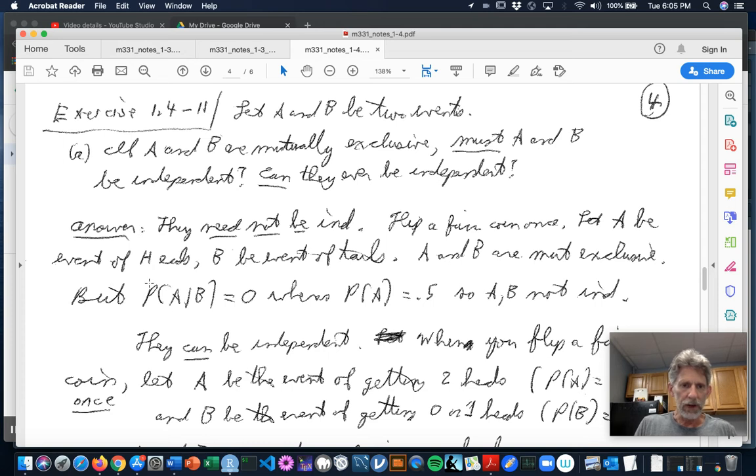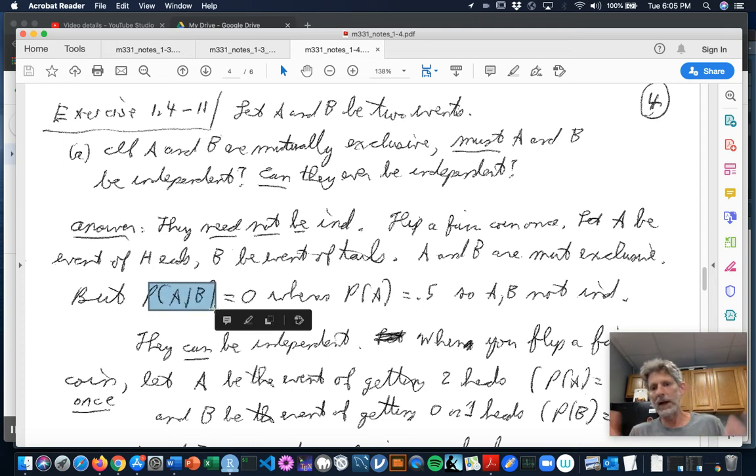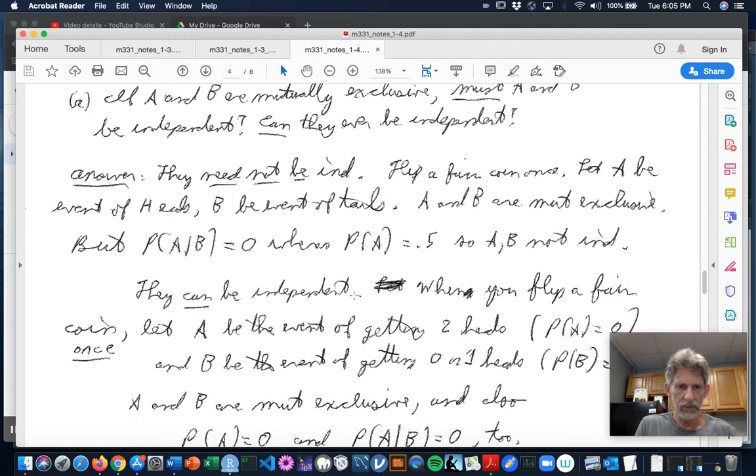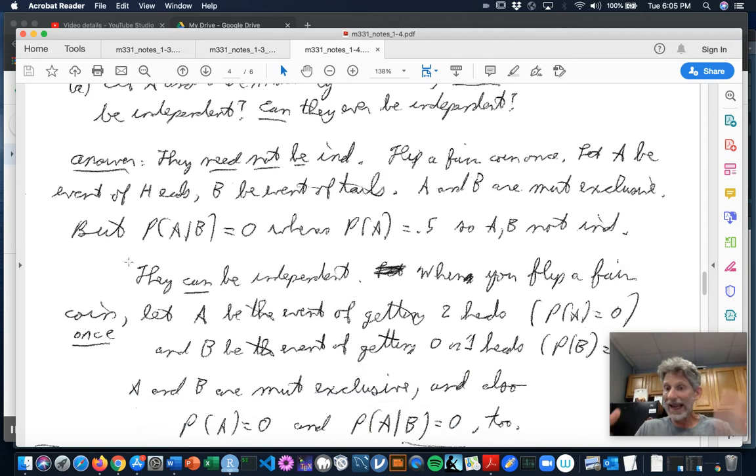Now, let me look at the probability of A given B. What's the probability of heads given that you get tails? Well, it's 0. Let's look at the probability of A on its own. Well, that's 0.5. Those two probabilities are not the same, so by the definition of independence, A and B are not independent. Now, how about that second question? Can they ever be independent? I think they can, and here's my example.